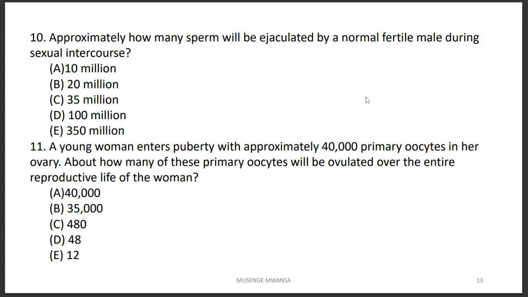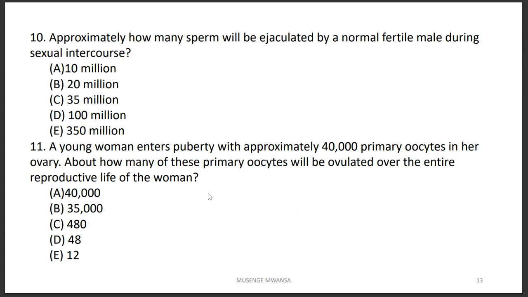and the following month also 15 have been released. The other month also 15 have been released. So let's multiply that number. 15 multiplied by, let's say in a year I've got 12 months, by 12. That is 180. Let's say the reproductive life of this girl is 40 years. If you multiply by 40, that is going to give about 7,200.